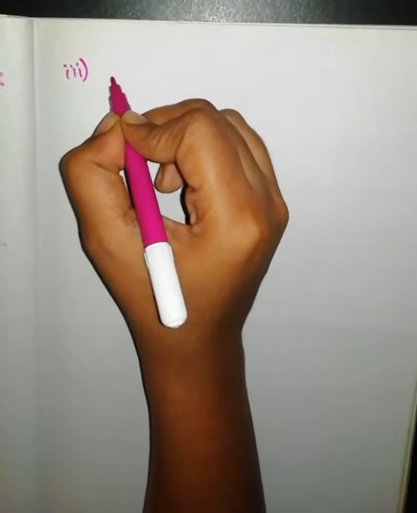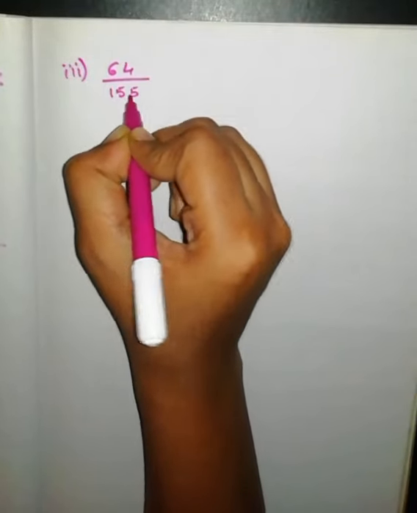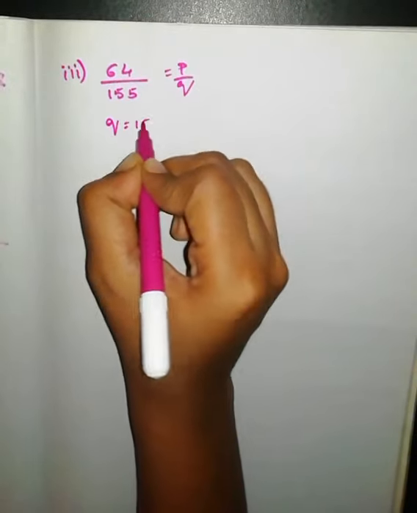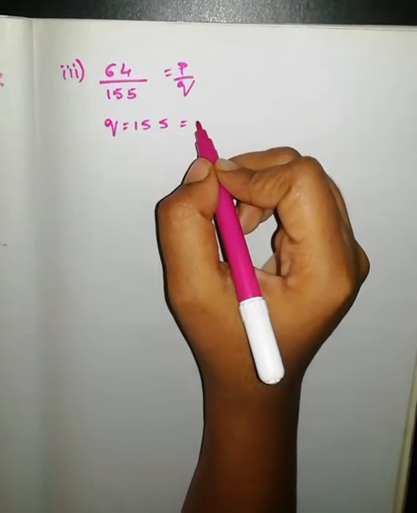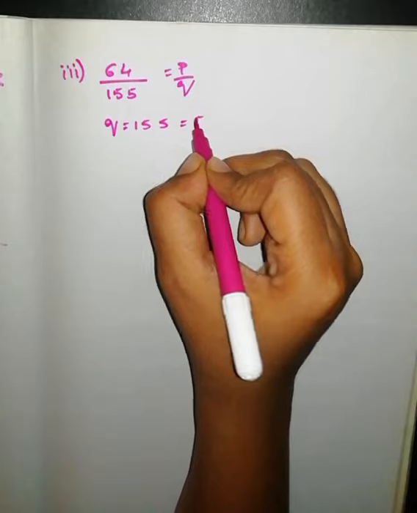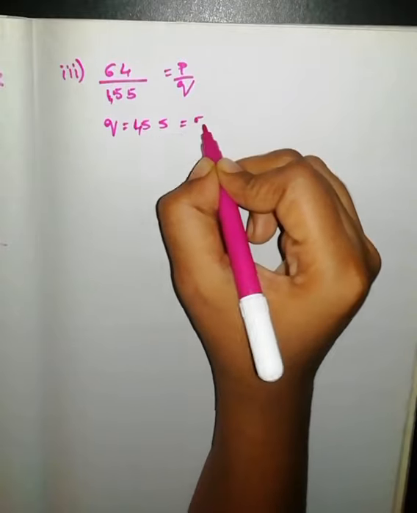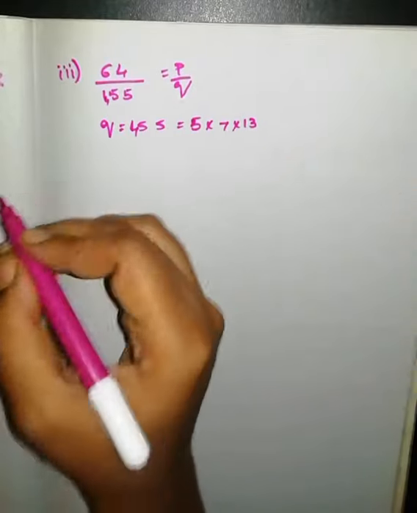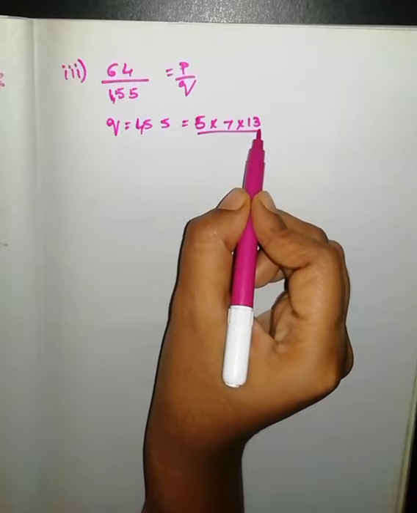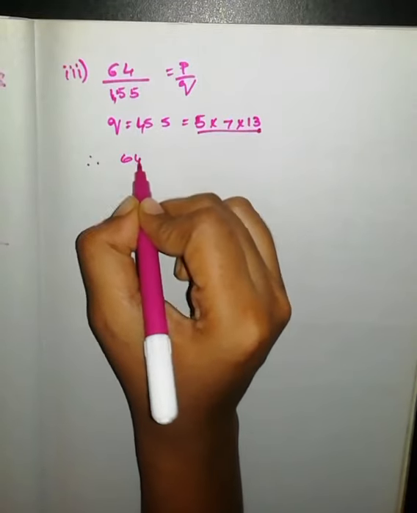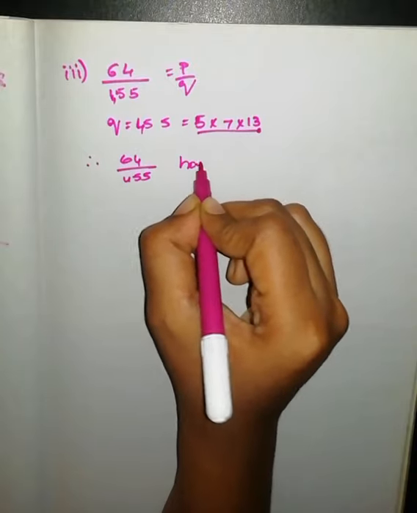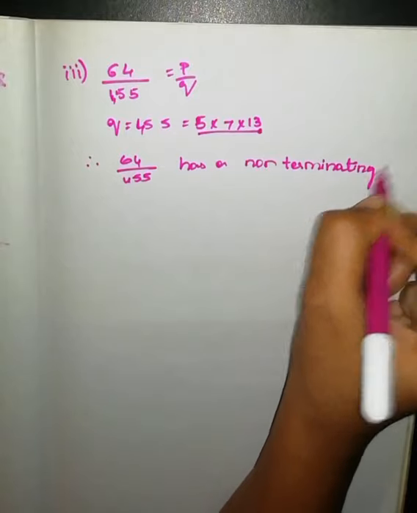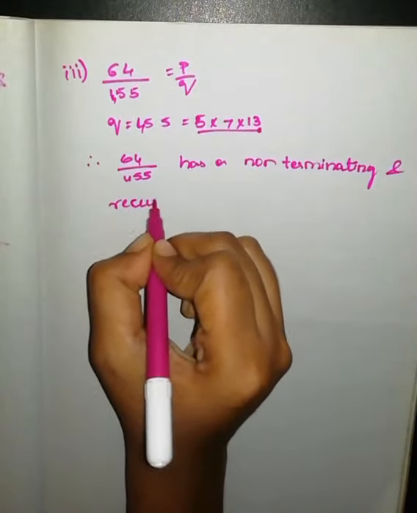Third question here is 64 by 455, which is P by Q, and Q is 455. 455 can be written as 5 into 7 into 13. Here the denominator is not in the form of 2 power n into 5 power m. Therefore 64 by 455 has a non-terminating and recurring decimal.